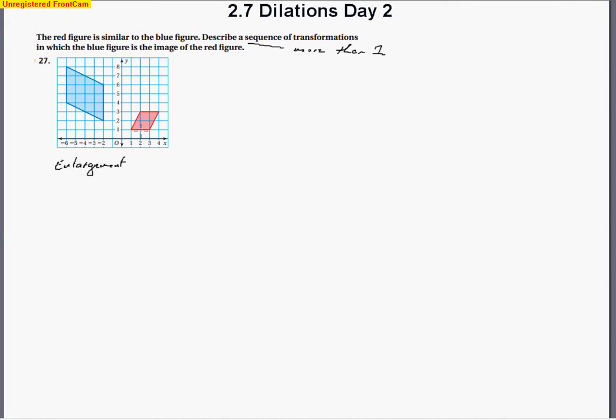So let's start with the first thing that we're going to do. I see that this figure needs to go to the other quadrant, but it needs to not only just reflect there, it needs to actually turn into that spot. So that's what I'm going to do first. I'm going to rotate about the origin 90 degrees, and I want to go counterclockwise because that'll move it into that second quadrant there.